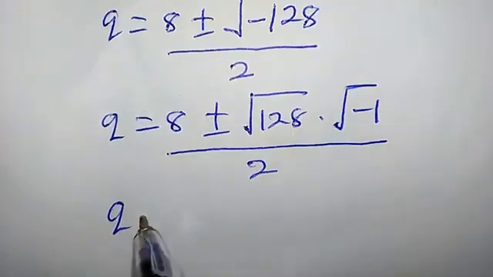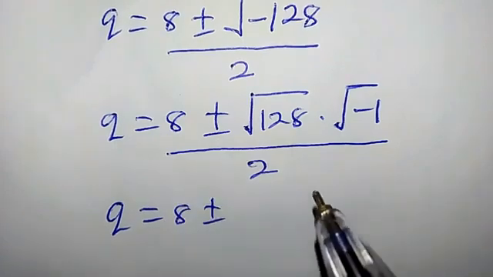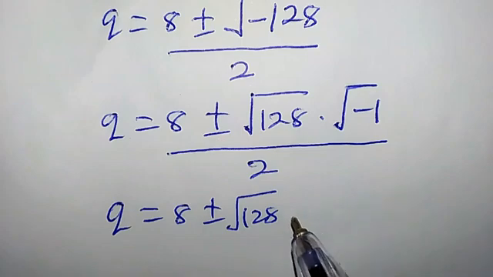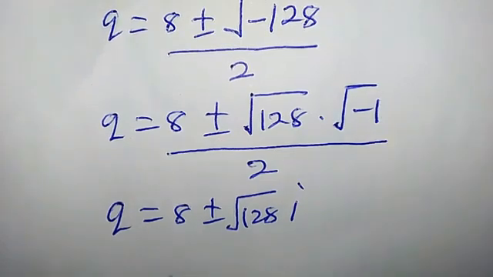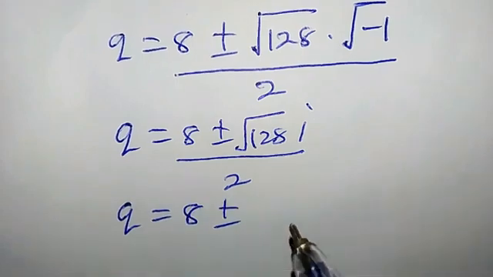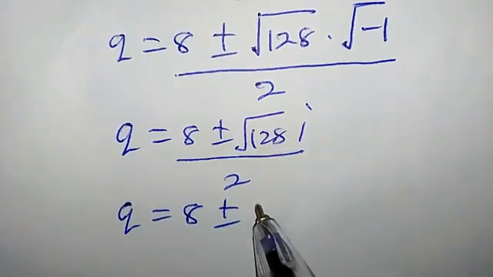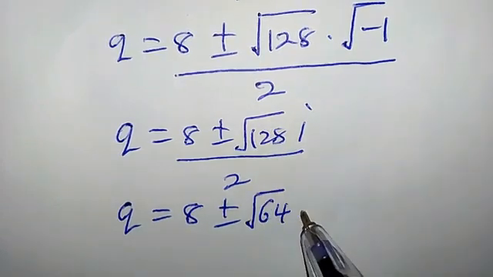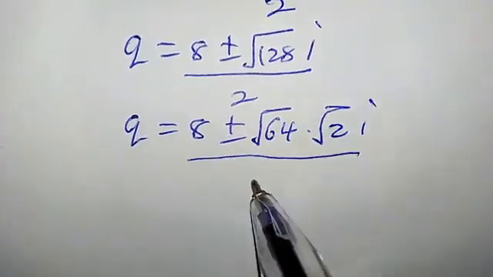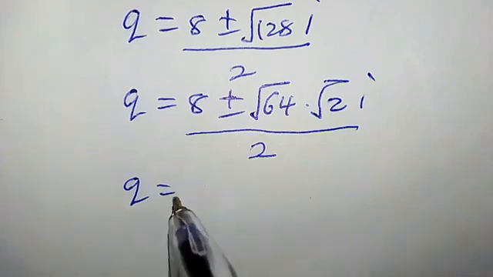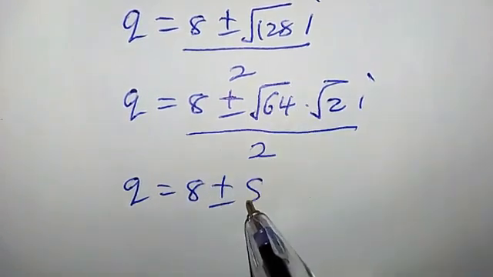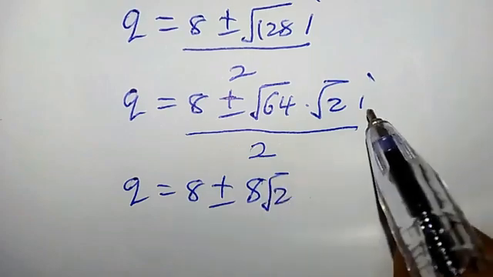Let's proceed further. Q equal to 8 plus or minus the square root of 128. The square root of negative 1 is i, from the complex numbers, all over 2. Q equal to 8 plus or minus the square root of 128. We can rewrite it as square root of 64 times square root of 2 times i, all over 2. Q equal to 8 plus or minus the square root of 64, which is simply 8, times square root of 2 times i, all over 2.